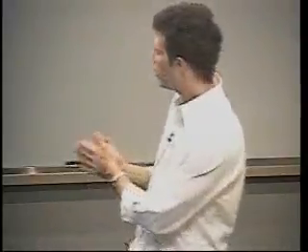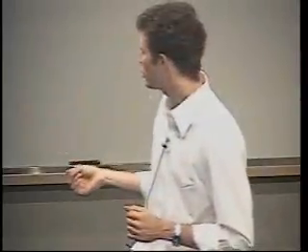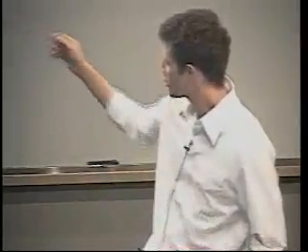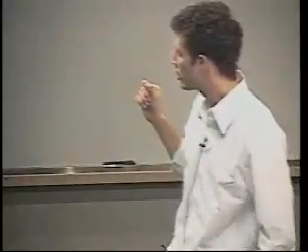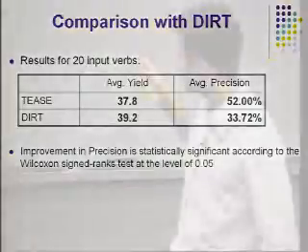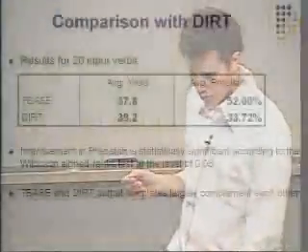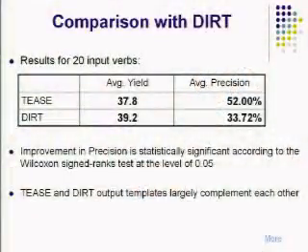When we compared our results to the DIRT algorithm data set, we picked up about 20 verbs and looked at what we've learned compared to what DIRT learned. And what we've got is that we have more or less the same yield. DIRT does a little bit better, but we did almost 20% more in precision, and that's actually statistically significant in what we measured. Again, it was really hard to evaluate it.